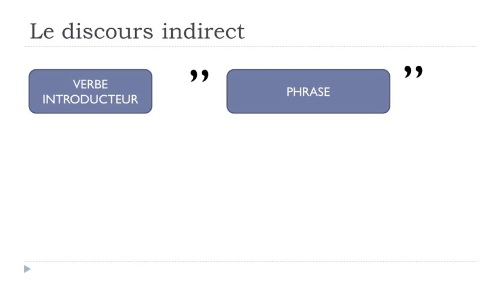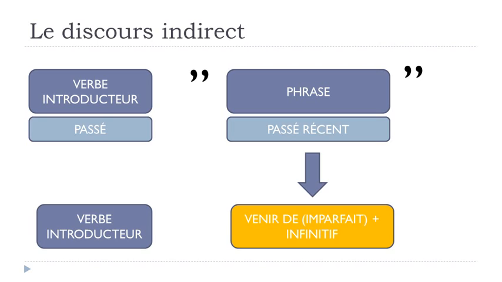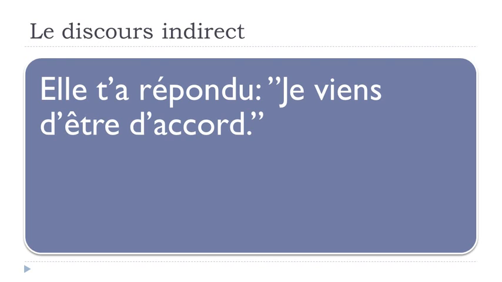And last but not least, if you've got in your second part the passé récent, so this recent past, then it will be still the same structure, the same way to construct it. So normally this passé récent is constructed like that, venir de, but then it's at the present, and in that case it will be modified like we had previously for this near future, le futur proche. It should be at the imparfait form. Okay, so let's have a look. Elle t'a répondu, je viens d'être d'accord.